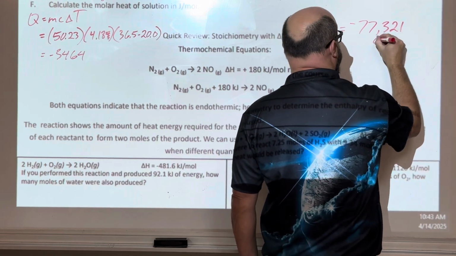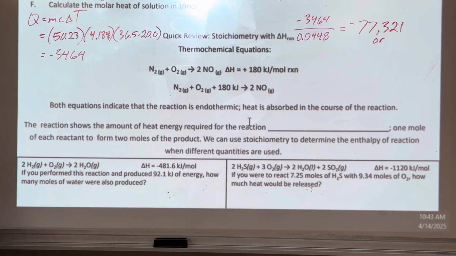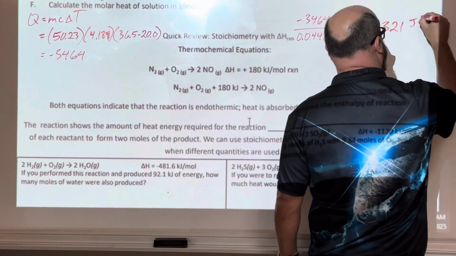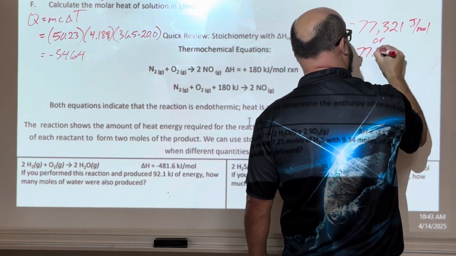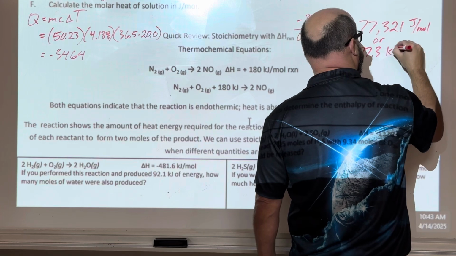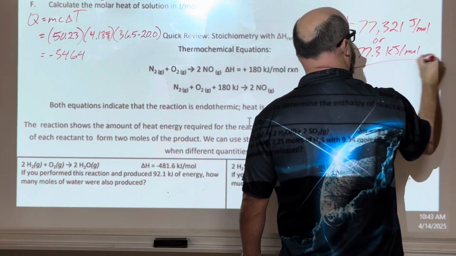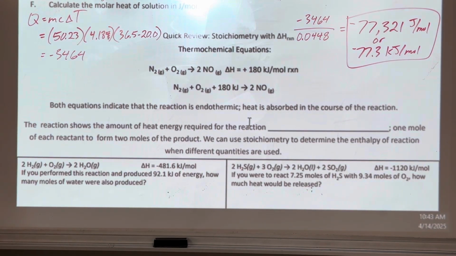Or if they said kilojoules, we would say, let's see, was that in joules? Yeah, that was joules per mole. Or we could say 77.3 kilojoules per mole. Depends on what the question's asking us. All right, so let's wrap that one up. Let's move on to part 2.